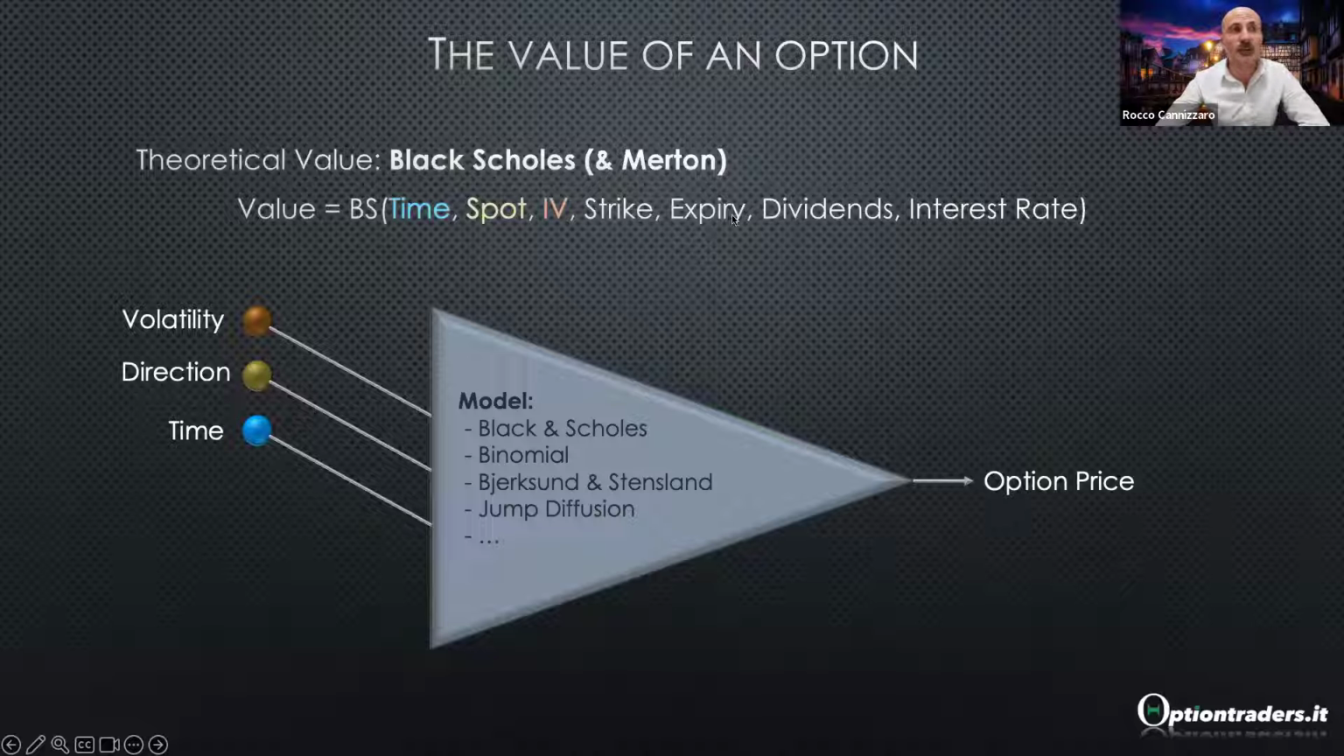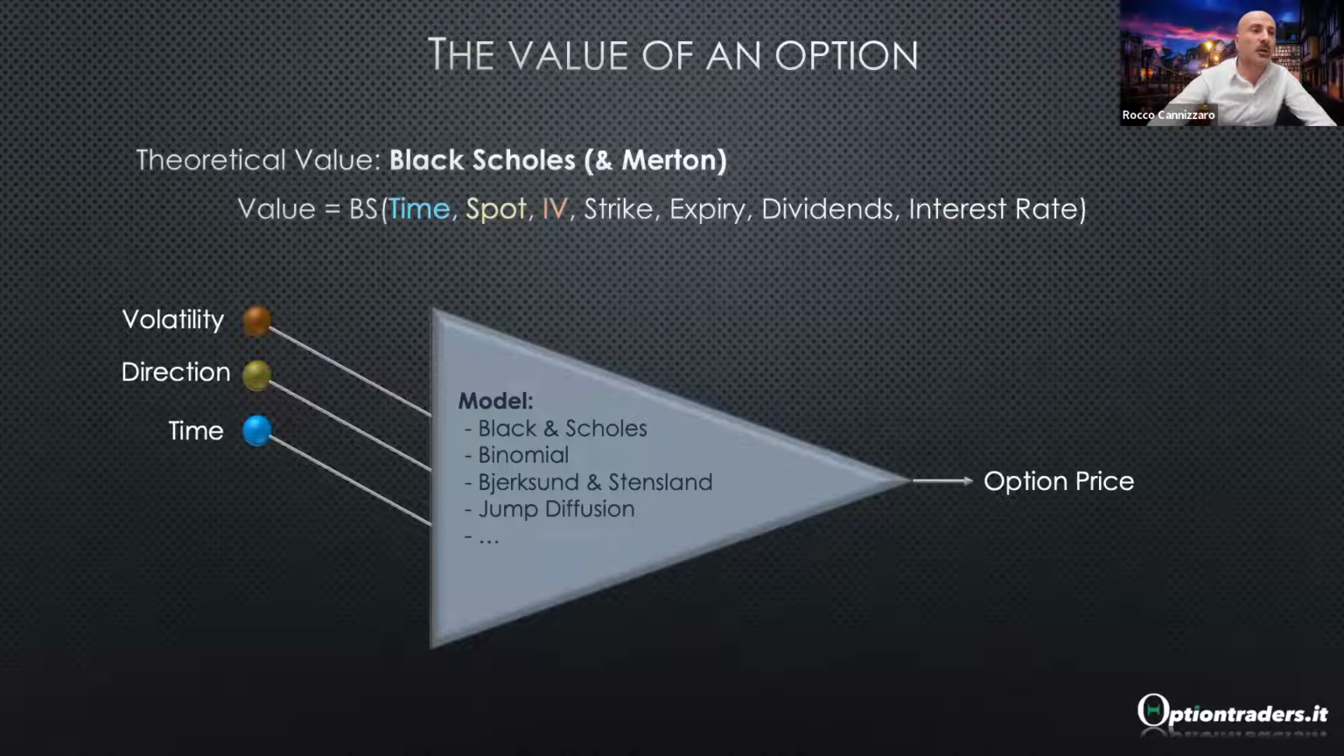The strike price of the option, obviously the type, if it's a put or a call, and basically dividends and interest rate. Actually, sorry, the time is the time right now, and the expiry is when the option expires. The most important ones are the three that I'm showing here: the time, basically the time that is left; the direction, which is basically the delta, how the underlying moves; and the volatility. These are the three most important parameters. The other ones are also relevant, but they don't necessarily have a huge impact during the life of the trade of an option.